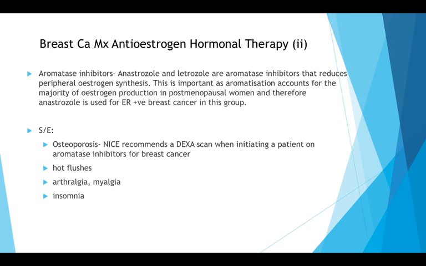In the postmenopausal age group, as I've mentioned, we use aromatase inhibitors, namely anastrozole and letrozole, and they inhibit peripheral estrogen production, which, as I've said, aromatization is a major cause of estrogen production in the postmenopausal age group. Again, side effects: osteoporosis, so doing a DEXA scan to assess bone mineral density is recommended by NICE. Hot flushes, very similar to those in menopause, menopausal symptoms, arthralgia, myalgia, insomnia, again very menopausal symptoms.